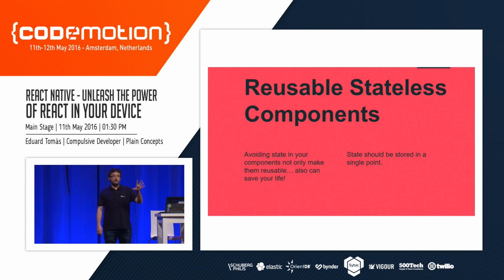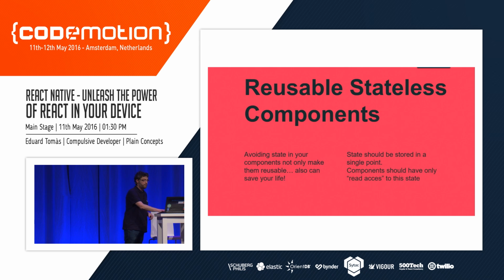And state should be stored in a single point in our applications, which is basically following the principle of single source of truth. We need to have only one point in our application where I have the real data. The rest of the components of my application are showing copies of this data, and they should be immutable copies, so we need to use the properties of our components, so that a component only has real access to this global application state.